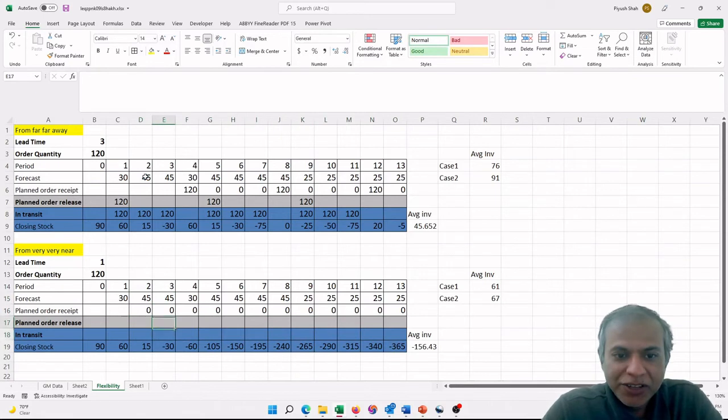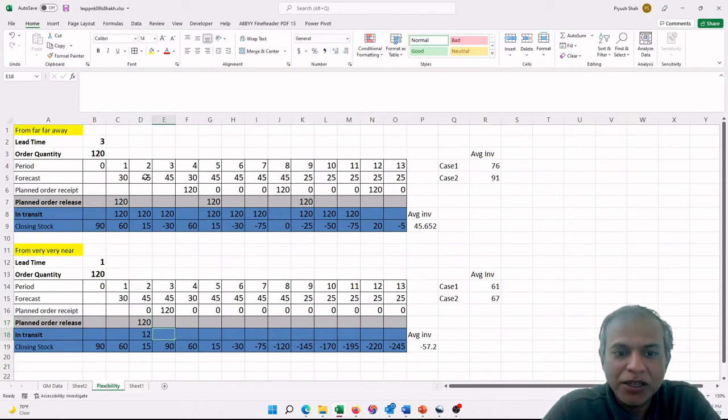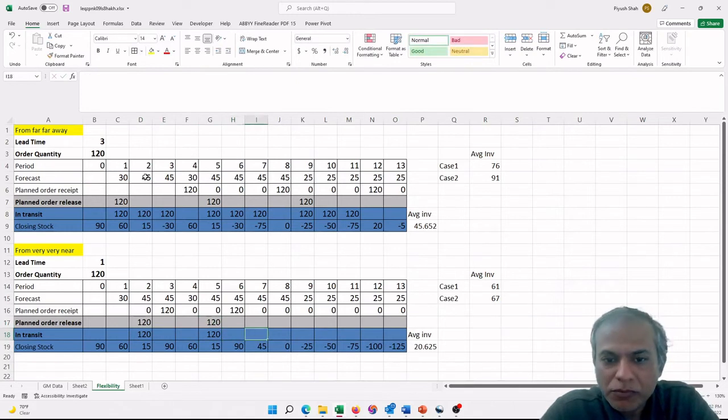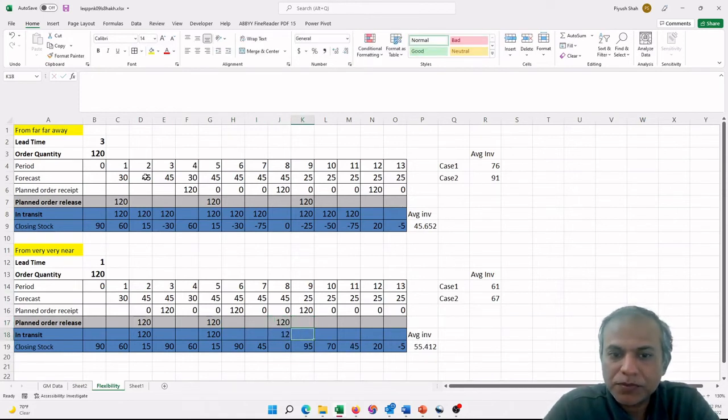Well, I have a negative here, so I can tell my supplier to ship 120 units here. It's in transit for 1 period. And then there's a negative here, so I tell my supplier to ship 1 period before. And then there's a negative here, so I tell my supplier to dispatch 1 period before. And there's a last negative here, so I need something here. I tell my supplier to dispatch it here, and there's 71.667. But so yeah, now what happens in this scenario?